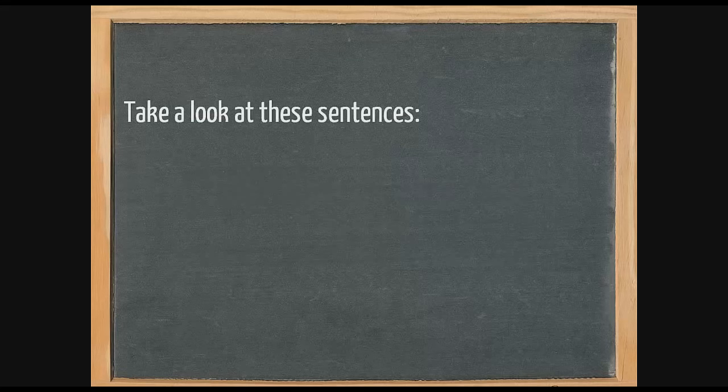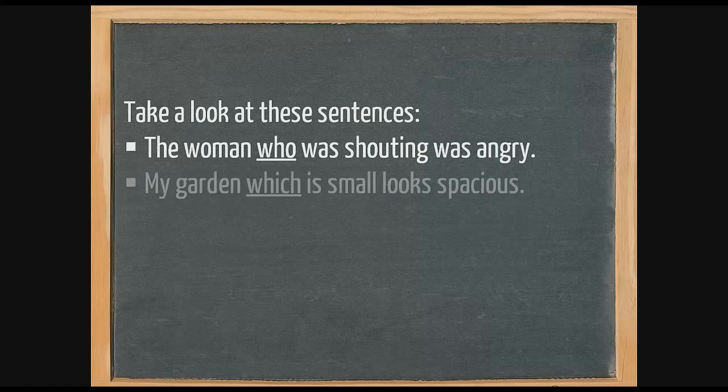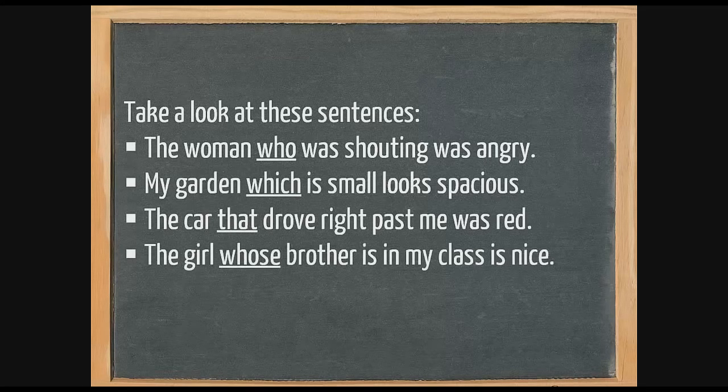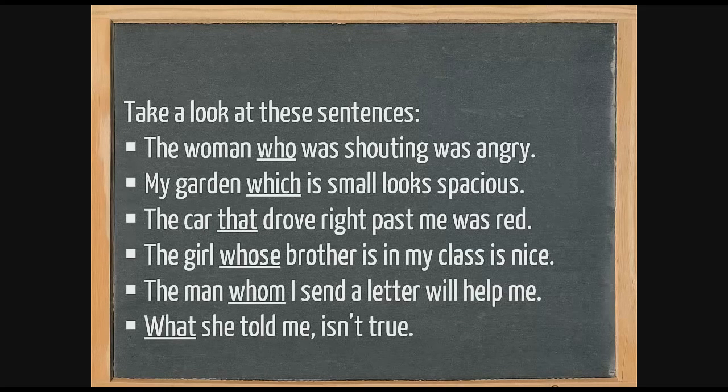Take a look at these sentences. The woman who was shouting was angry. My garden, which is small, looks spacious. The car that drove right past me was red. The girl whose brother is in my class is nice. The man whom I sent a letter will help me. What she told me isn't true. All the underlined words are what we call relative pronouns.